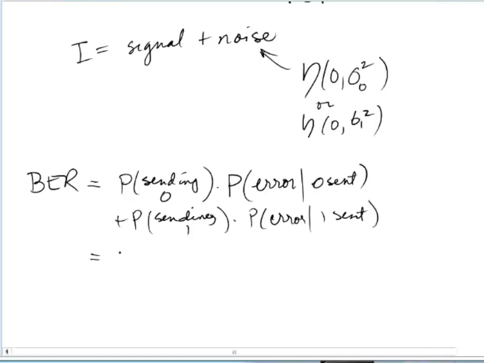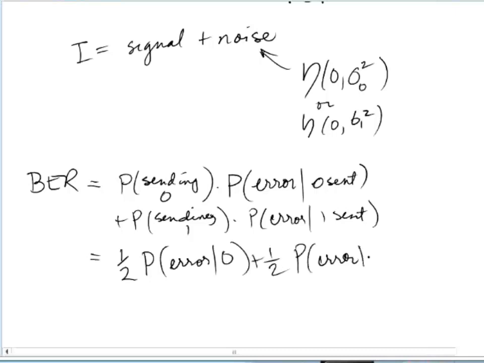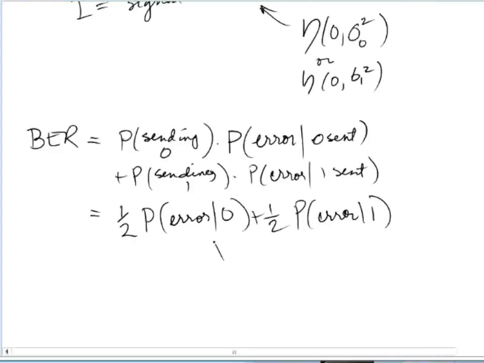Typically, we deal with equiprobable data, so the probability of sending a 0 is 1/2, and we have the probability of error given a 0 plus 1/2 the probability of error given a 1. So these are the conditional probabilities, conditional PDFs that I referred to. In order to calculate the bit error rate, I have to know what these conditional probabilities are, and I calculate the probabilities from the probability density function.